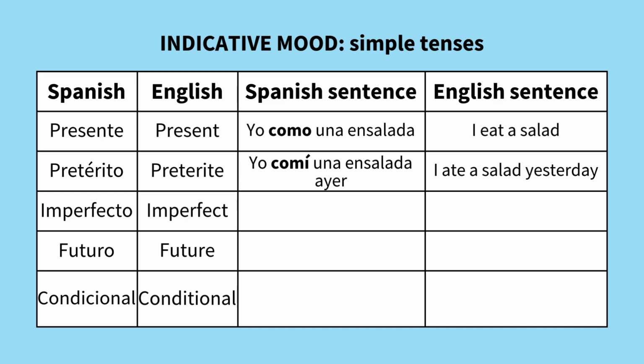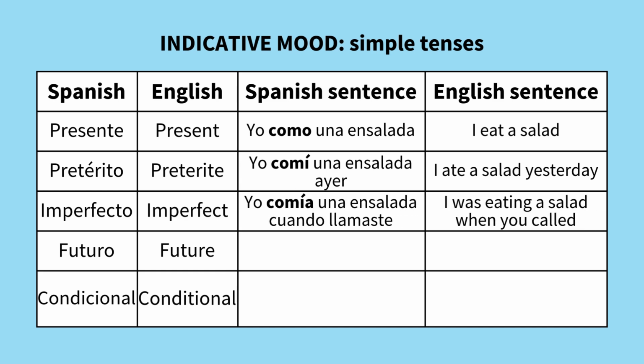For the imperfect, yo comía. Yo comía una ensalada cuando llamaste. In that sense, it means I was eating a salad when you called. We could also say something like, cuando era joven, when I was younger, yo comía ensaladas todos los días. I used to eat salads every day. And in that sense, it means used to.